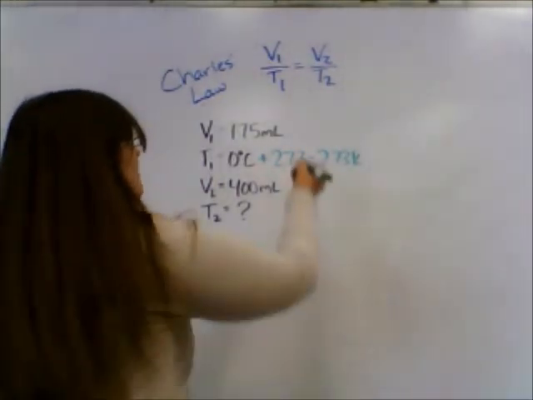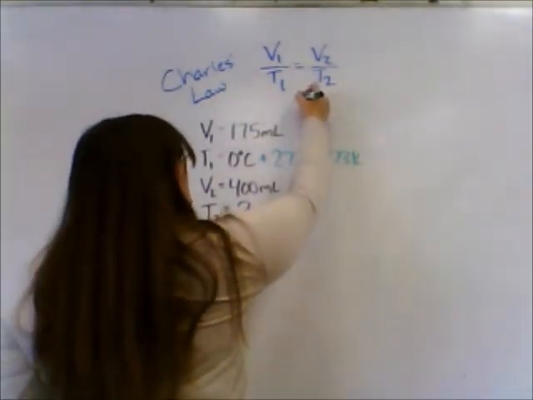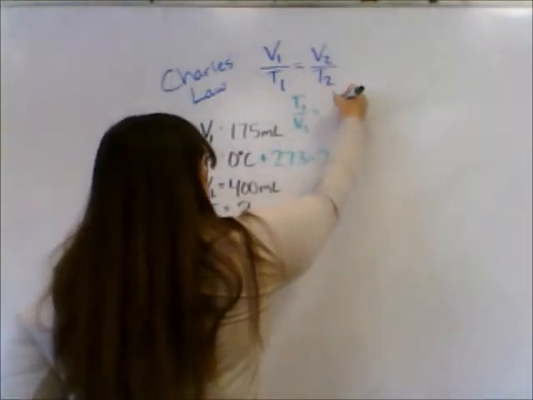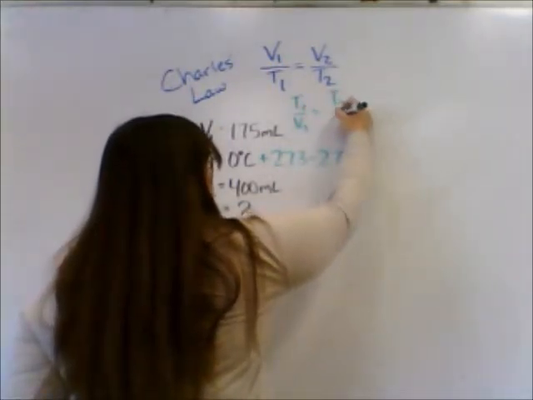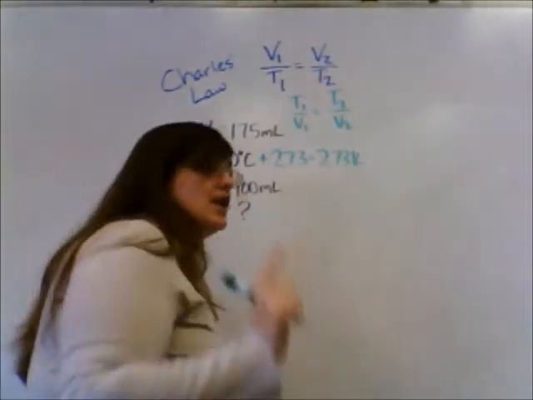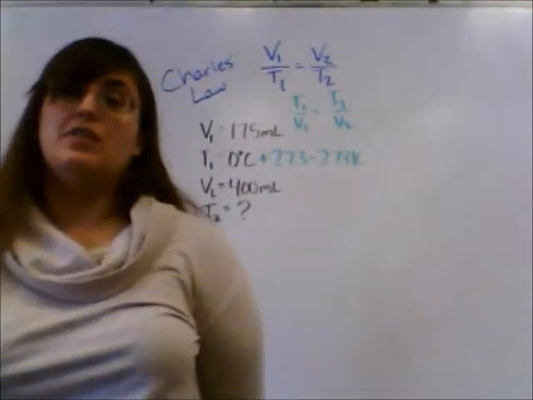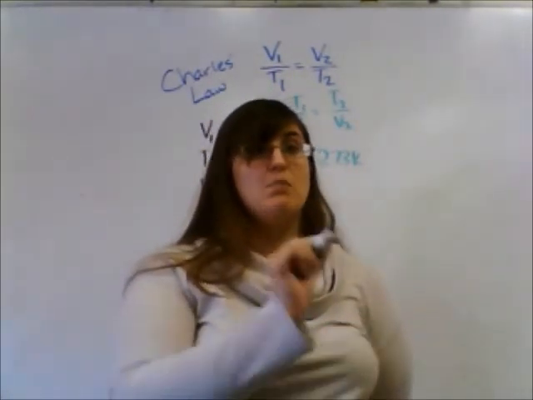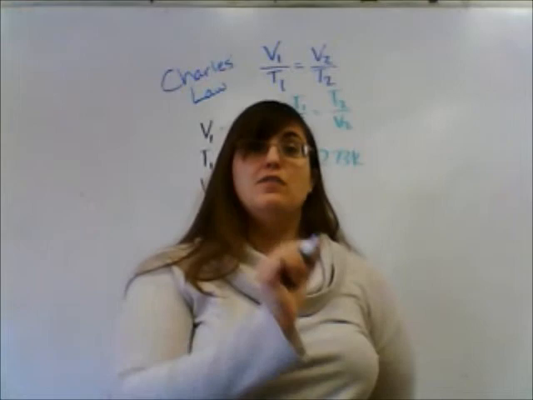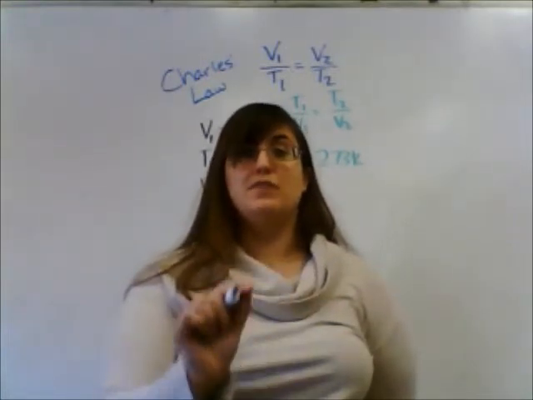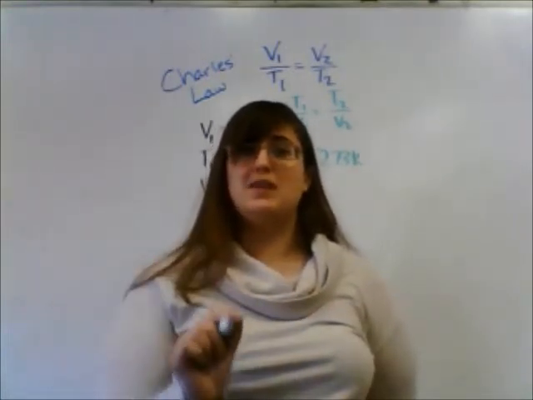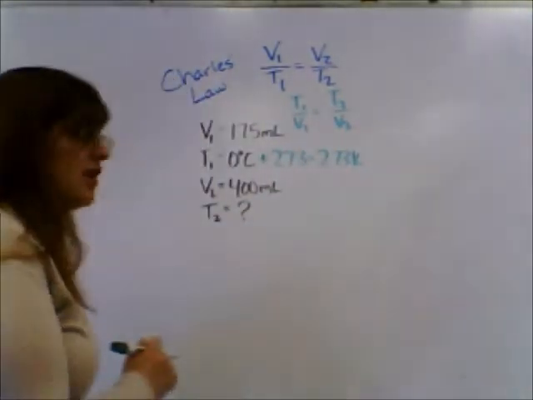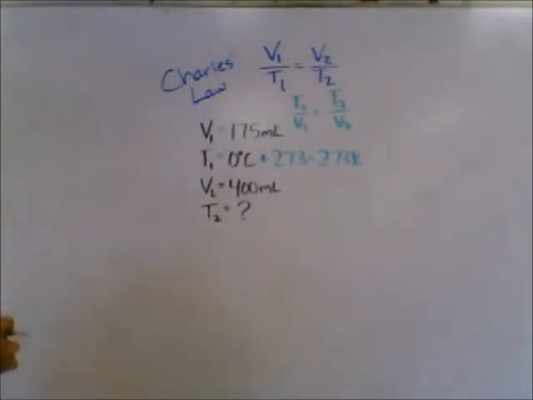So now instead of having V1 over T1, we now have T1 over V1 equals T2 over V2. Now, it is essential that if you do this, you need to remember that what you do to one side, you must do to the other. If you flip the left side, you must flip the right side. Always make sure you do this, or else you will get the incorrect answer.